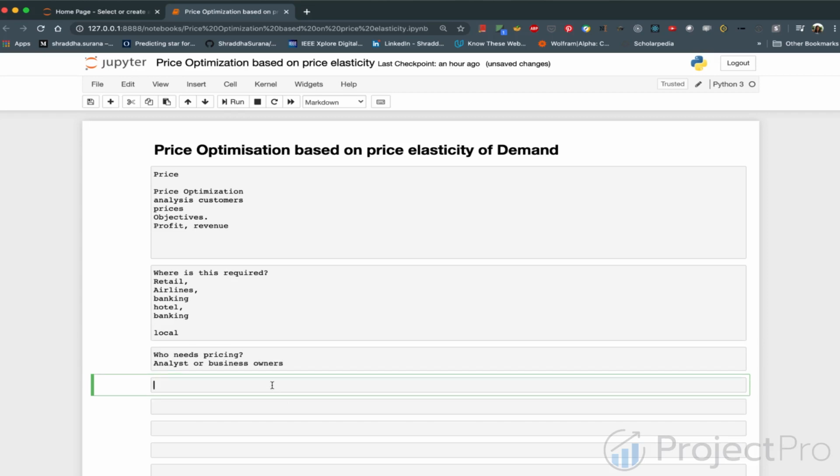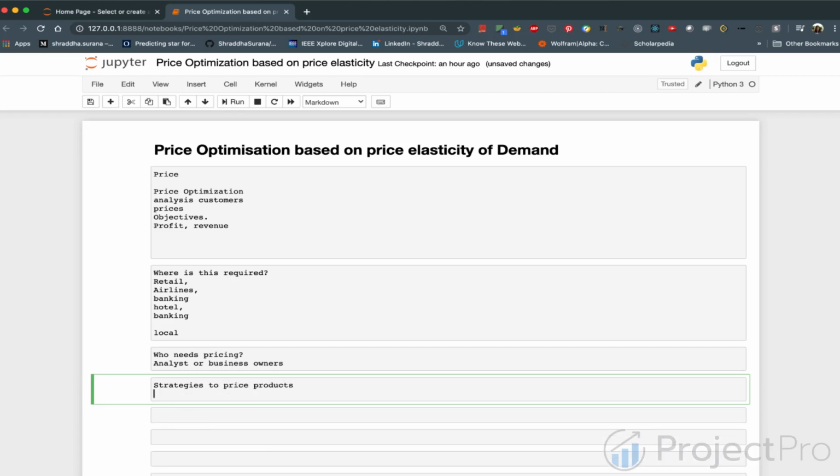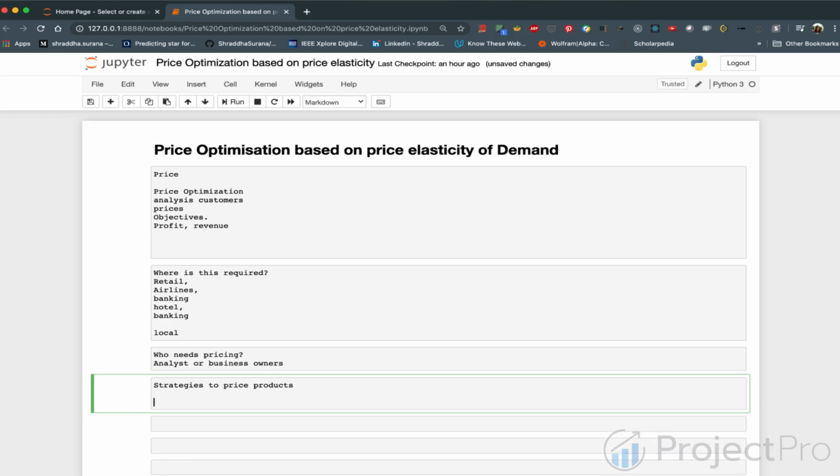Now let's go ahead and talk about the strategies to price products. There are various strategies that can be employed to price products, depending on what your end goal is. One of the simplest forms of pricing is cost plus pricing. You are selling something for say 100 rupees and you decide that you want a 10% profit. So your selling price will be 110.